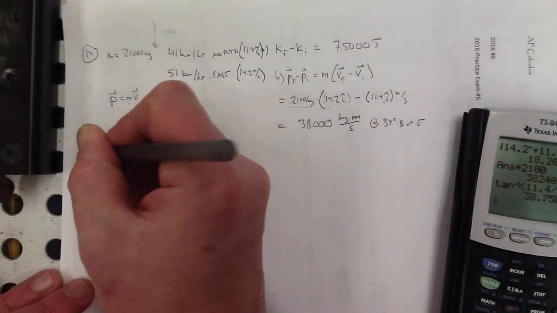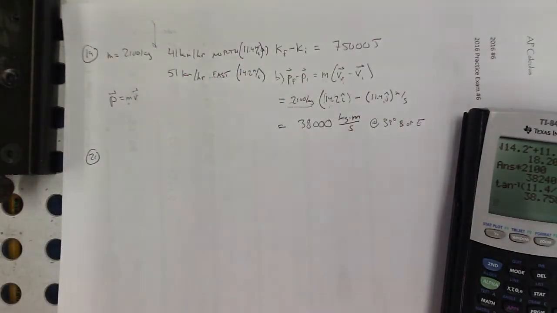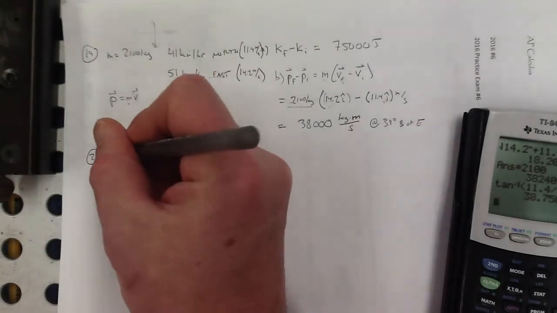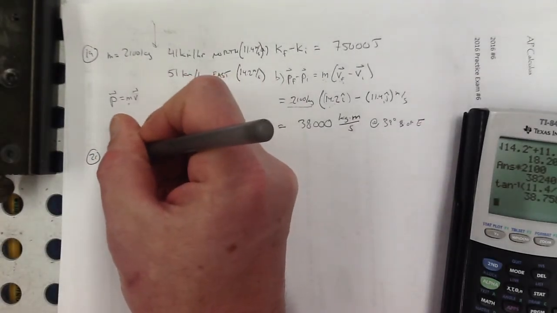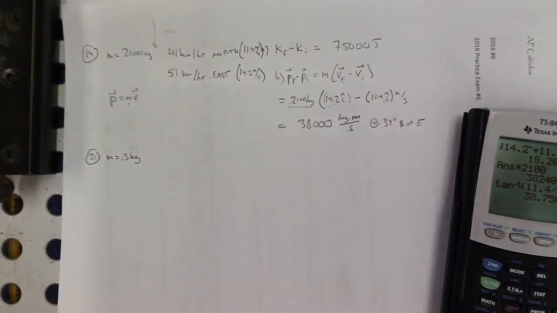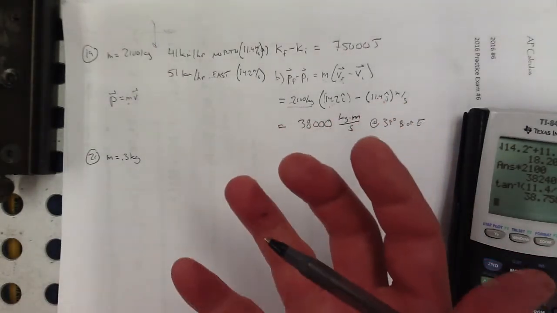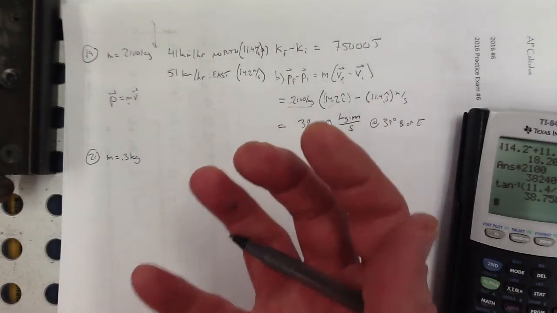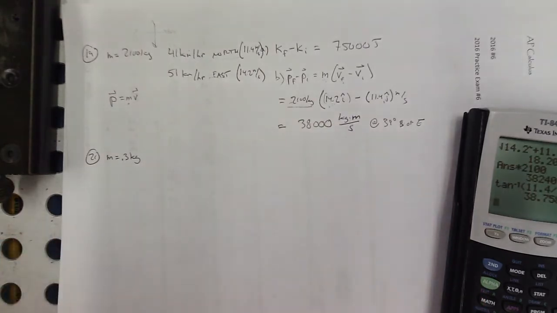Okay, so 21. A 300-gram softball has a velocity, great, ironically named object. You ever felt a softball? Not very soft. Pretty funny name for it.